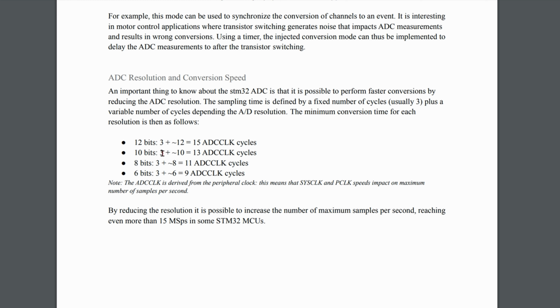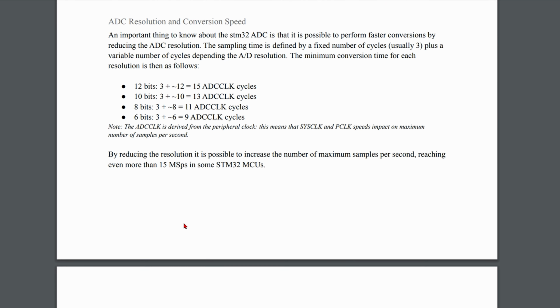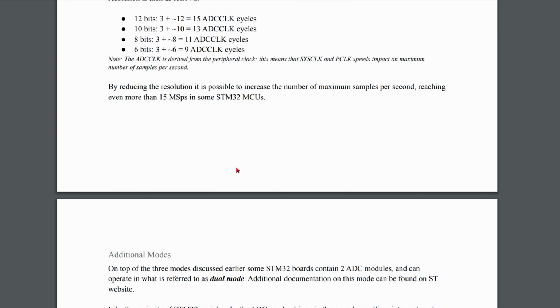And then we have the same thing with 8 bits, which is about 3 plus 8. So again, we have our fixed number of cycles, 3, and then we have the bit number, and we add them together to get our actual cycles. By reducing the resolution, it's possible to increase the number of maximum samples per second, reaching even more than 15 MSPs in some STM32 MCUs.